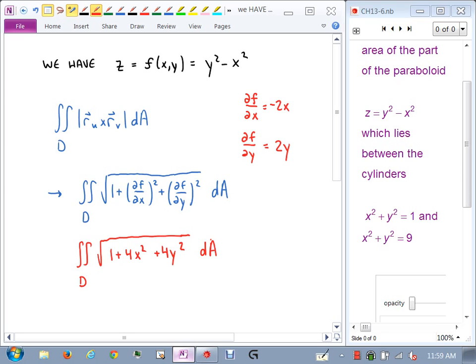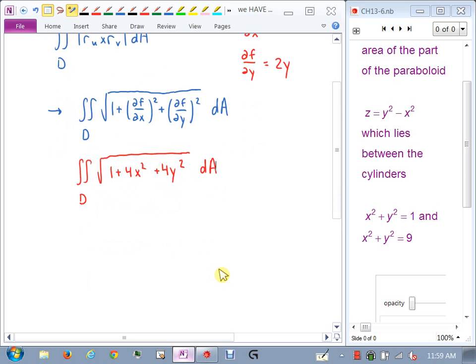So far, things look pretty okay. So now let me ask you, what's my region D? Because I need to come up with limits of integration, don't I? Let me come up with limits of integration, and then change my dA to d something, d something.